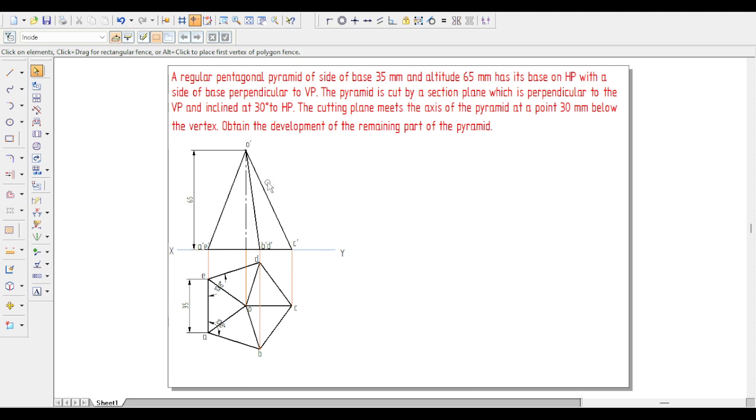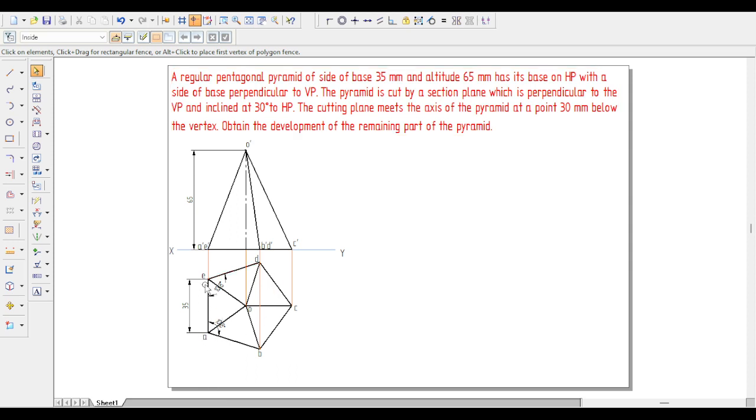For this question, I drew the initial positions here in order to reduce the length of the video. Here, a pentagonal pyramid with 35 mm base side and altitude 65 mm. It is resting on HP with a side of the base perpendicular to VP. This is the condition we need to satisfy.